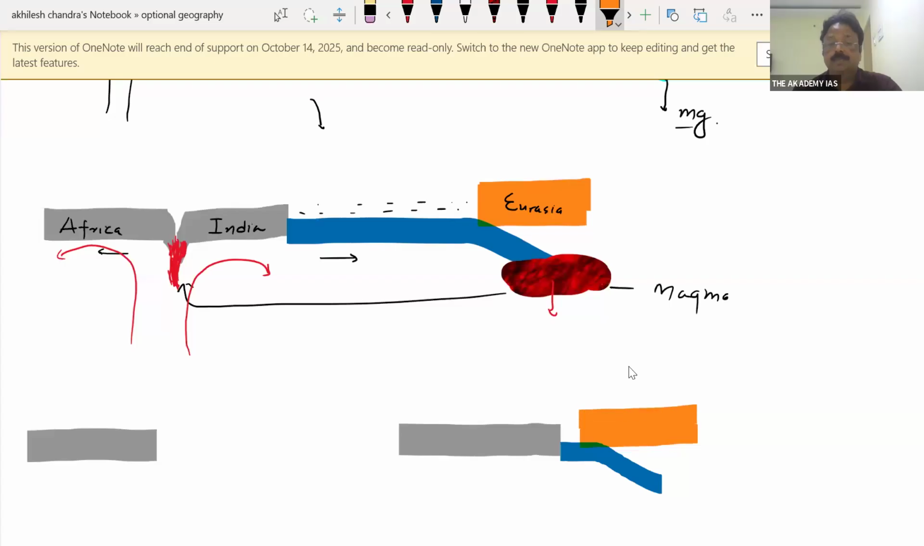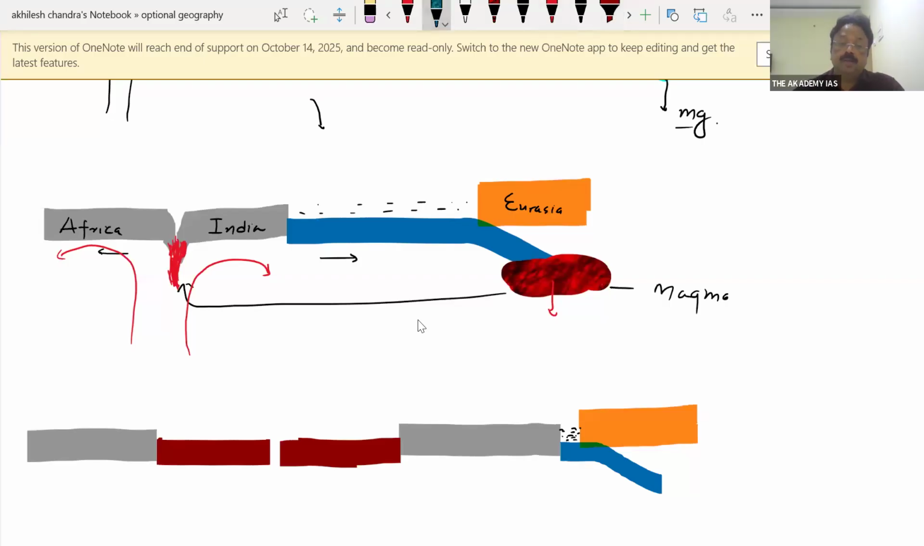Eurasia. And there is a narrow Tethys Sea left over, but there is formation of a new ocean. New ocean was formed between India and Africa, and there is formation of mid-oceanic ridge over here. This is the mid-oceanic ridge of Indian Ocean.